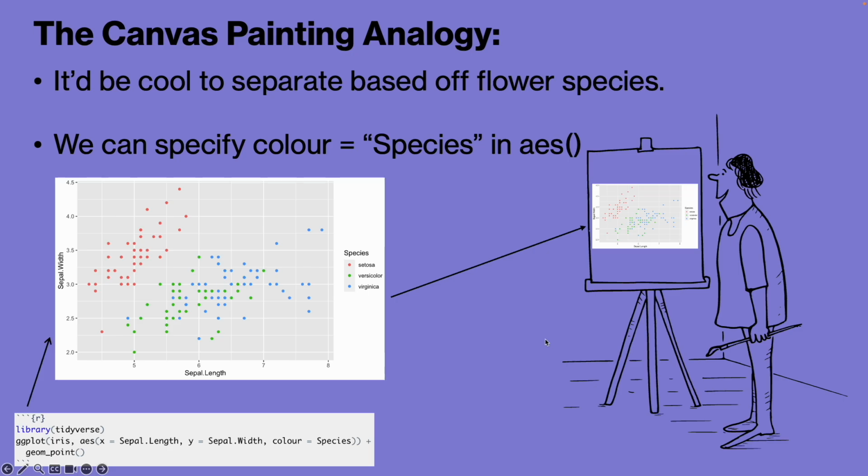Now, let's add some color. To do this, we have to do one little thing. Inside our aesthetics, we add this extra parameter, color equals species, and when we run this, it tells ggplot we want to change the color of the points to be based on species, and it does all of it for us.